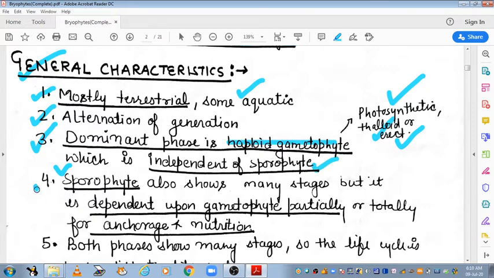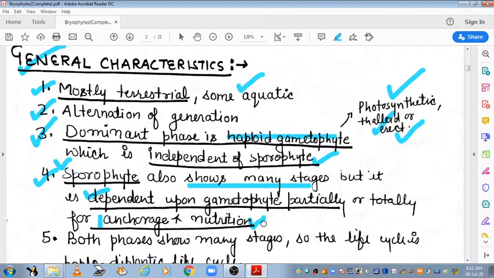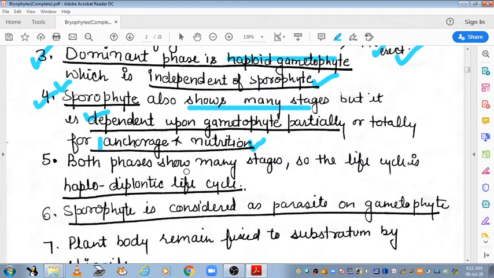Now, the second phase of lifespan is the sporophyte. It also shows many stages, but it is dependent upon the gametophyte. It depends upon the gametophyte for anchorage and nutrition. Anchorage means it obtains support from the gametophyte and also nutrition from the gametophyte. Both phases show many stages, so their life cycle is known as haplodiplontic life cycle.